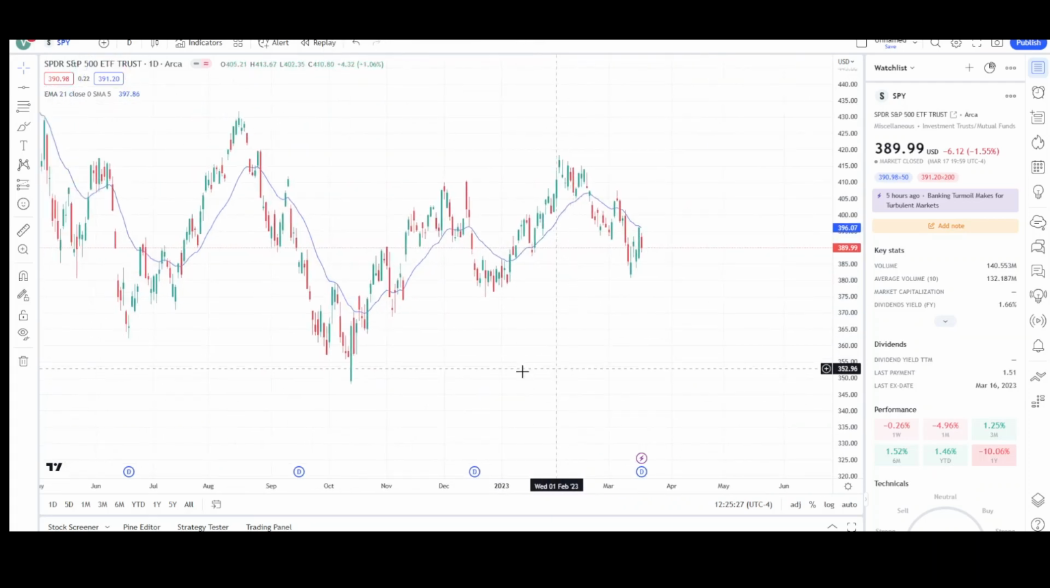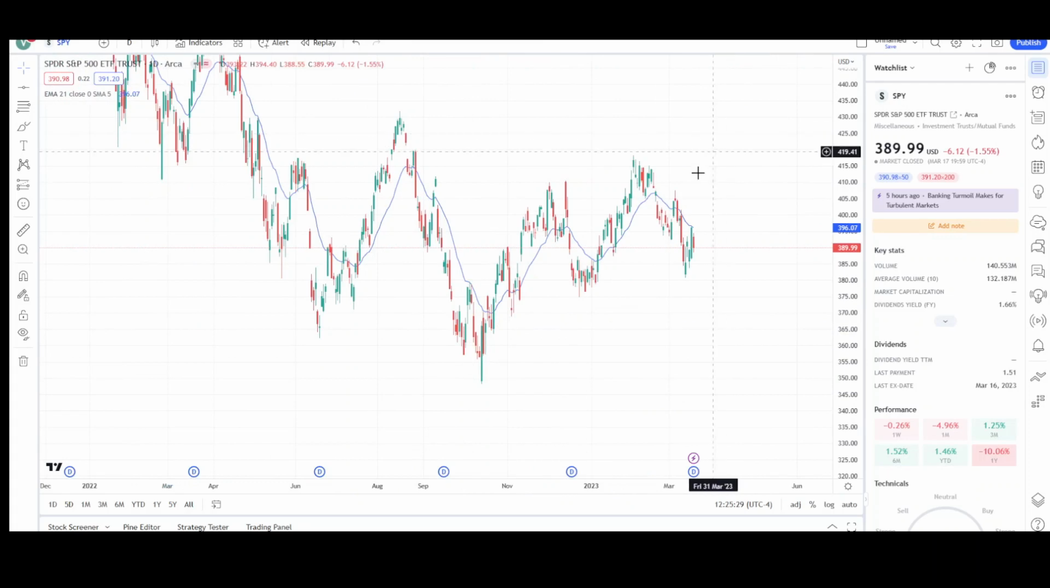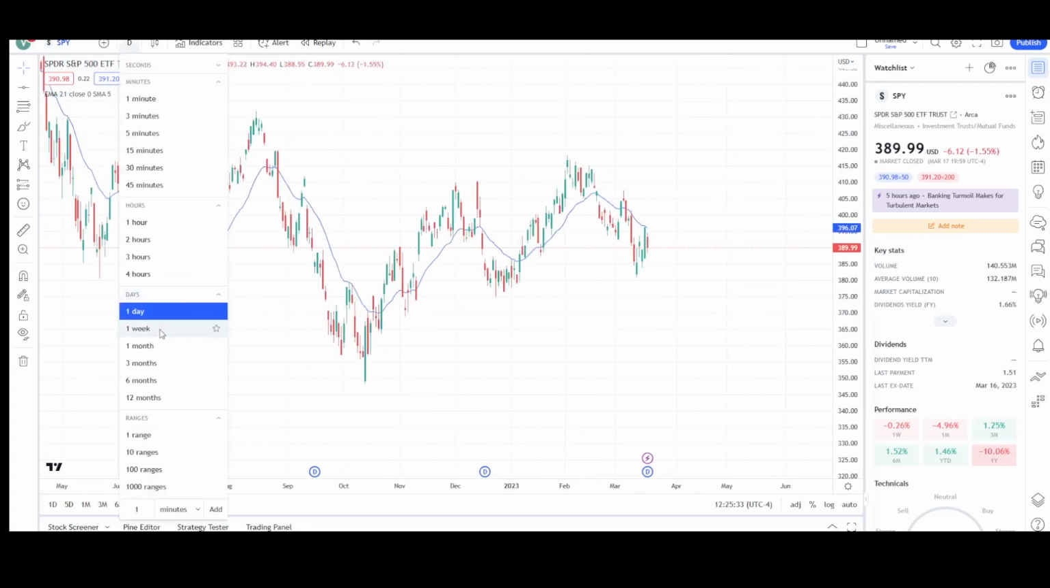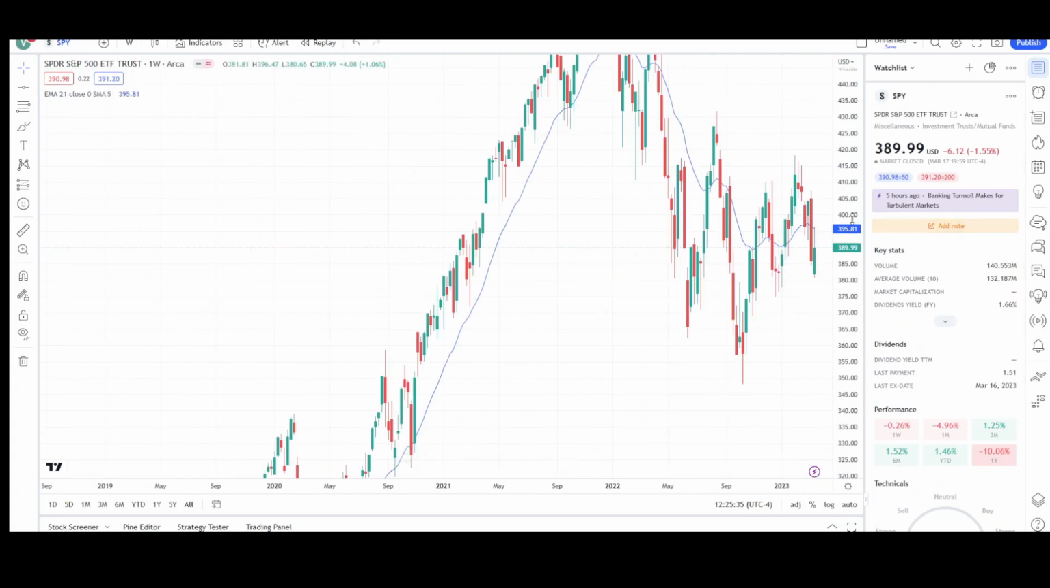Someone else might be looking at it as, oh my god, we bottomed and we're gonna go higher. I mean, I don't see that, but we'll have to wait and see. That's all I have on the daily chart. Let's take a look at the weekly chart.